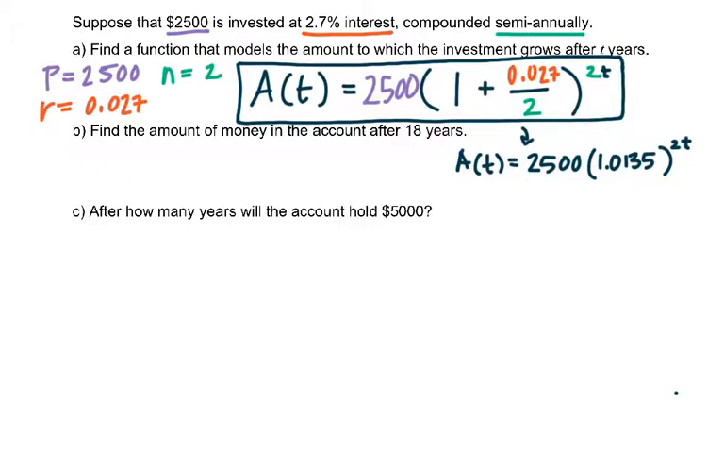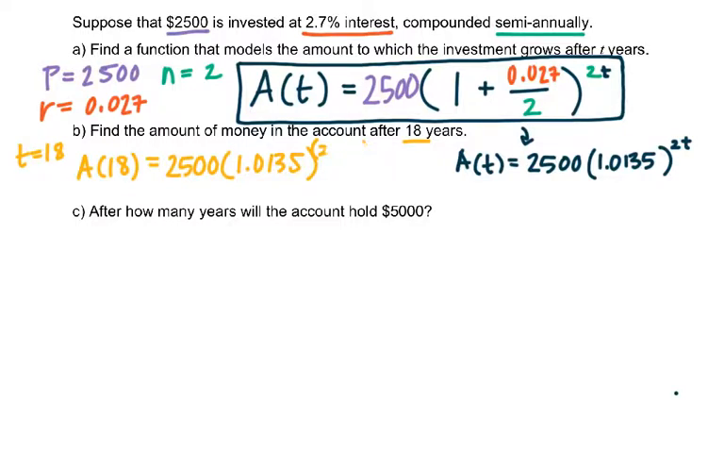All right, so find the amount of money in the account after 18 years. That is t equals 18. And at this point, we're just going to take that t equals 18 and plug it into our function. So a of 18 equals 2,500 times 1.0135 to the 2 times 18. 2 times 18 is all in the exponent.